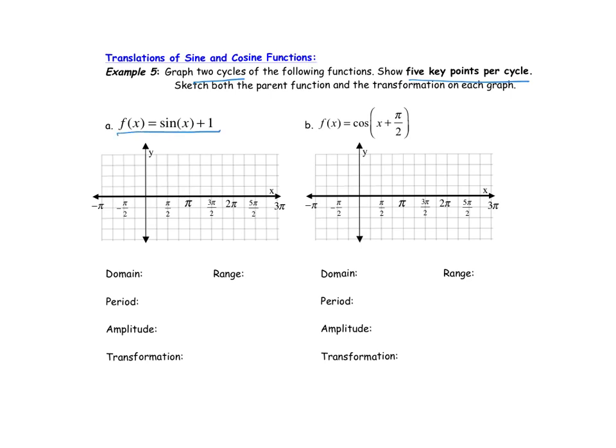So going back to our understanding of transformations, this plus 1 outside the function is a vertical shift up 1 unit. So that means you add 1 to y values. So we will first graph the parent. So the parent function is y equals sine x, and then we will shift it up 1 unit.